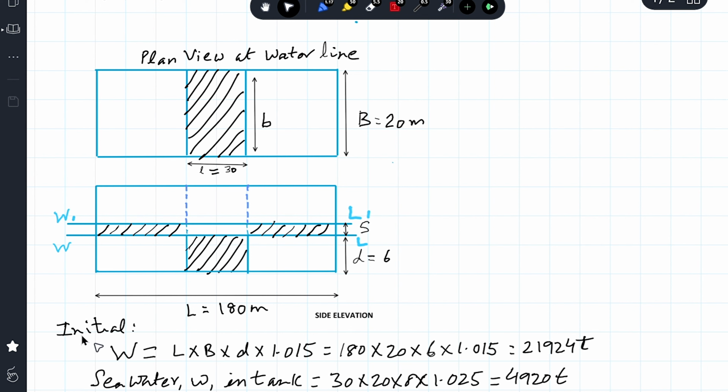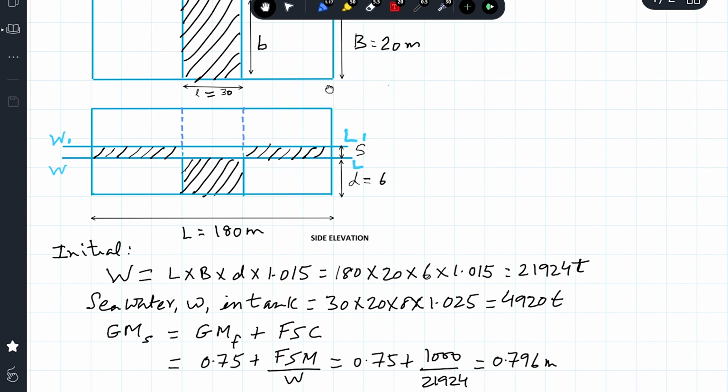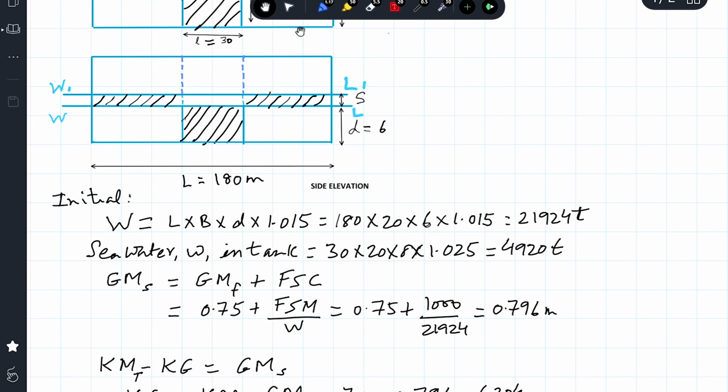So, initial condition, when the ship is still intact, the displacement was underwater volume into density. It's a box-shaped vessel. Underwater volume will be length into breadth into draft. And she is floating in RD 1.015. RD of the seawater is 1.015. So underwater volume into density gives the initial displacement.